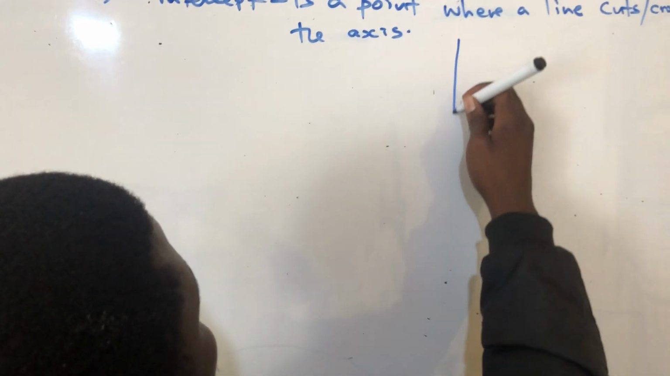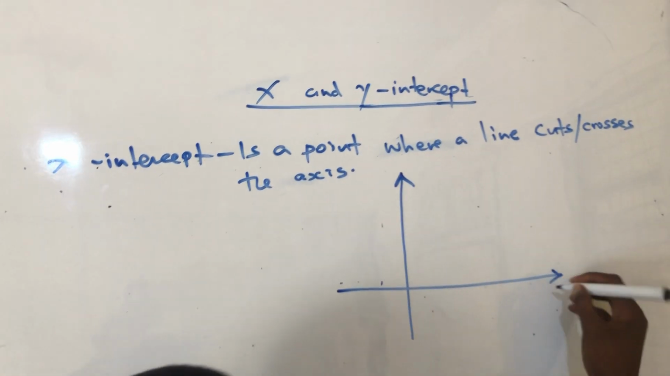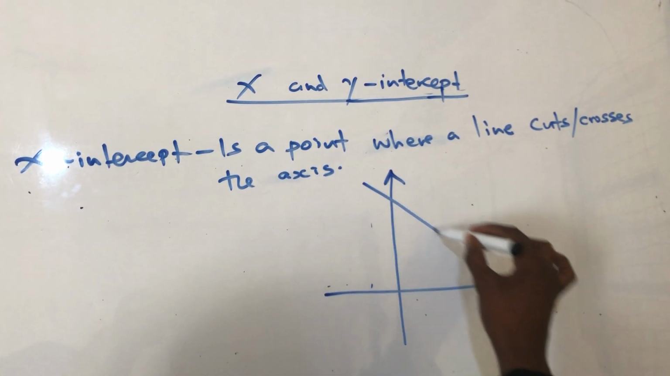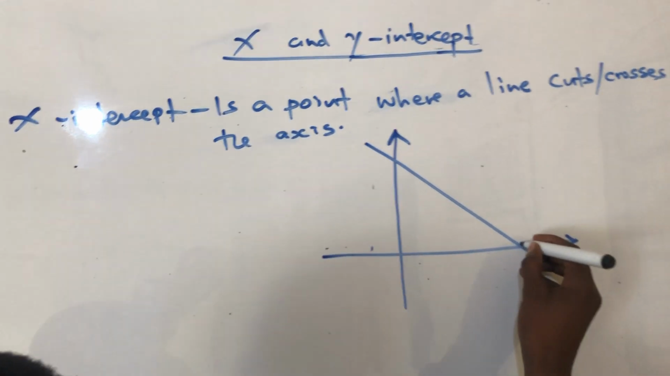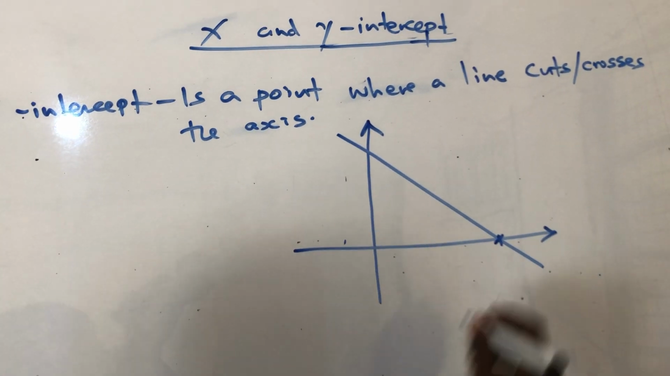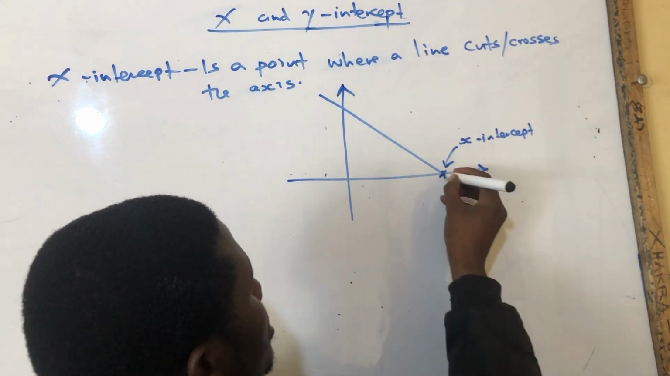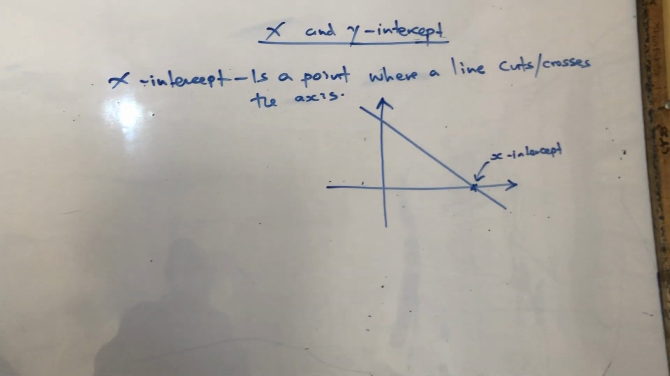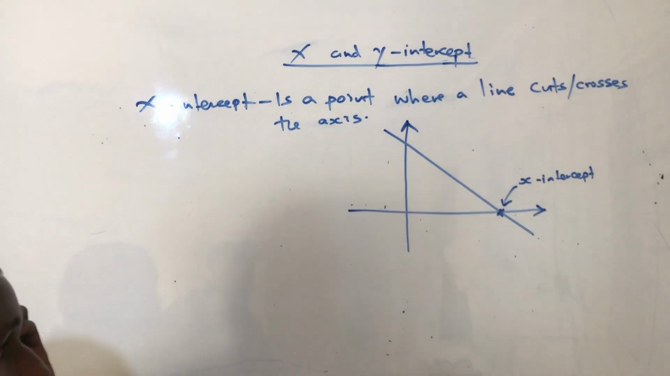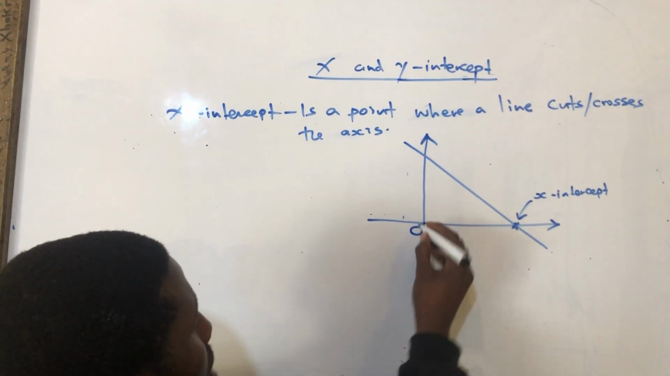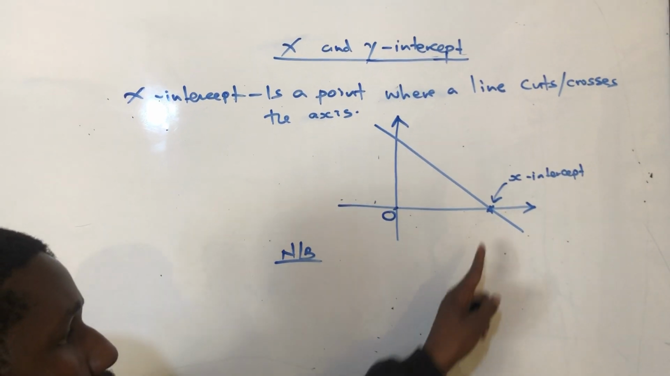If I have to represent it diagrammatically, what do I mean exactly? Let's say this is the line we are talking about. This point where the line is crossing the x-axis is what I call the x-intercept. The question should be, what do we need to know about the x-intercept?